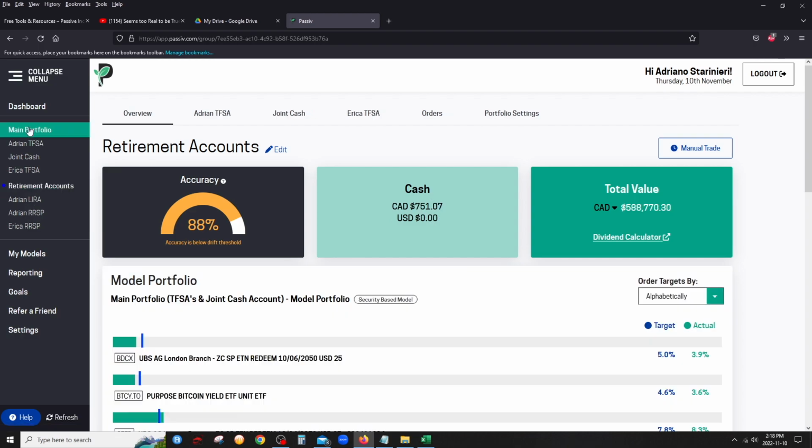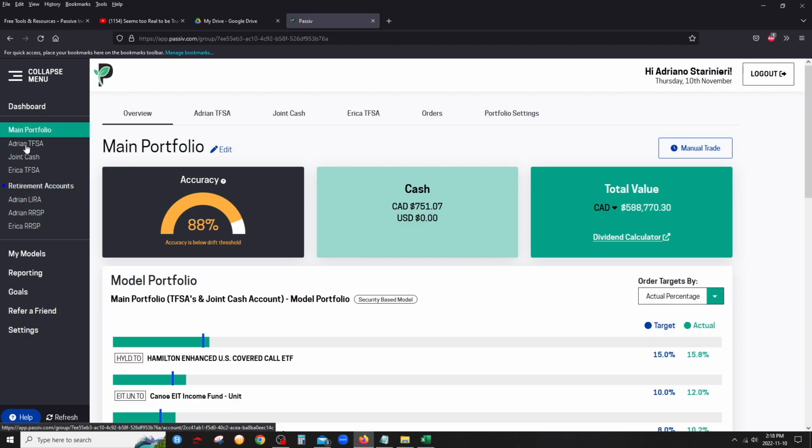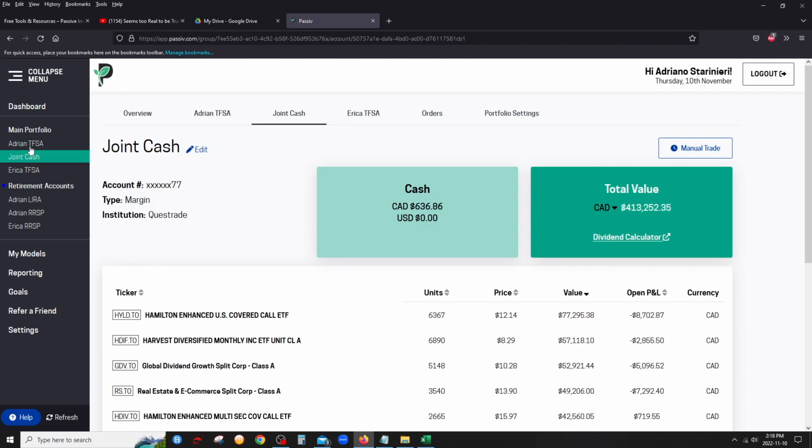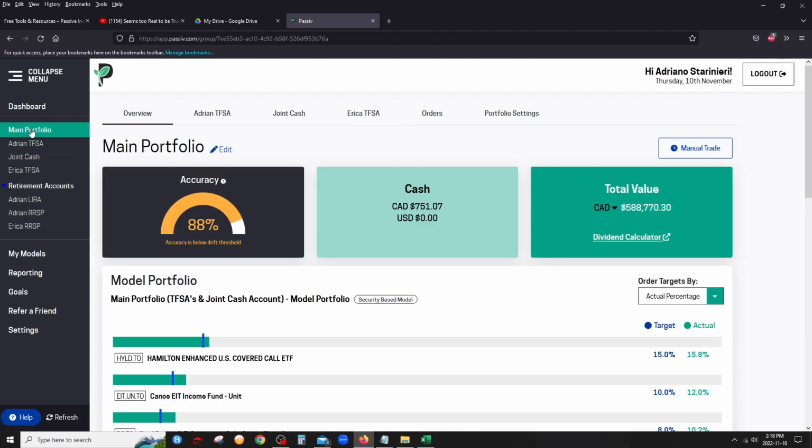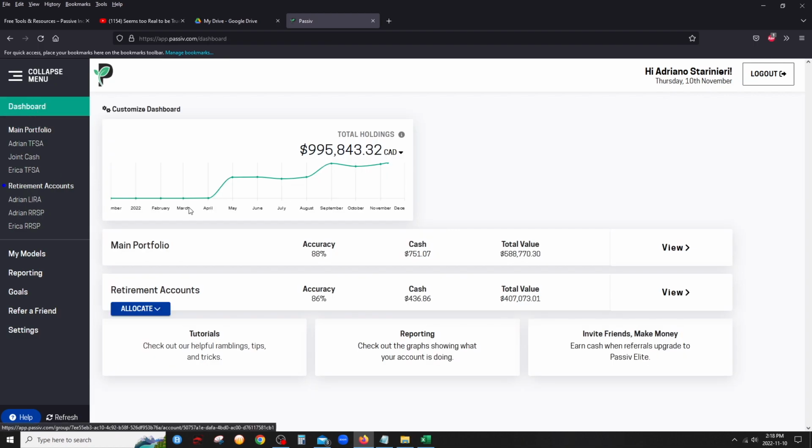Entity number 2 is the main portfolio, which has our 2 TFSAs and joint cash account. This is where I extract the income from every month. So those are the 2 entities. They have 3 accounts in each. But when you click on the dashboard, this gives you the total, right? So the total value in Canadian dollars.